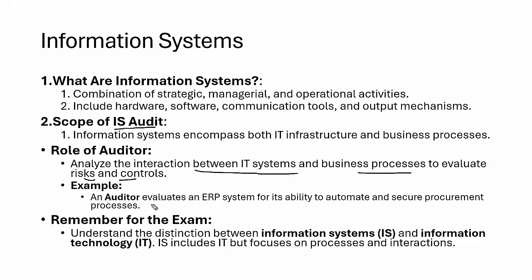Let's say, for example, the auditor is evaluating an ERP system. He can evaluate the ERP system to check whether they are automated effectively. Do they have a secure procurement process? Do they have appropriate controls? Because from the exam point of view, you should know the difference between information system and IT. Information system includes the IT, but focuses on the process and interaction. That is the first thing you need to understand.